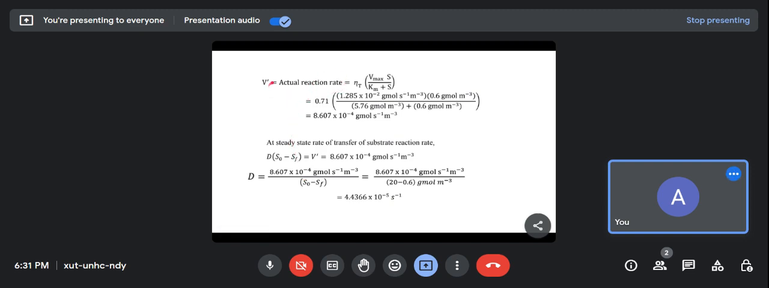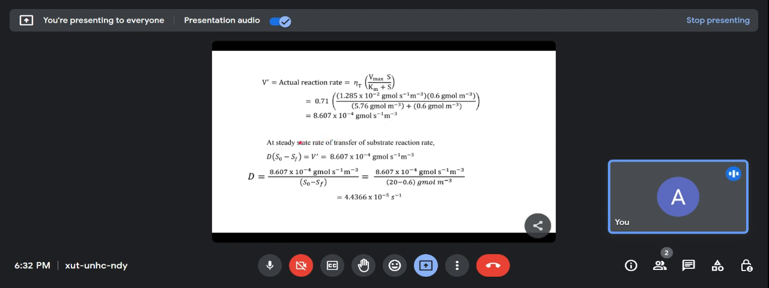So the actual reaction rate is given by the formula for reaction rate into the total effectiveness factor, right? So you know the total effectiveness factor, you know Vmax, you have found the final substrate, you know Km, again you know the final substrate. So this is 8.607 into 10 to the power minus 4 gram mole per second per meter cube is your actual reaction rate.